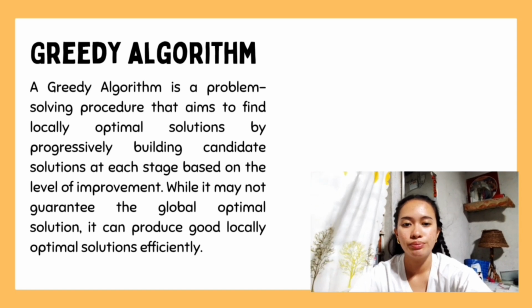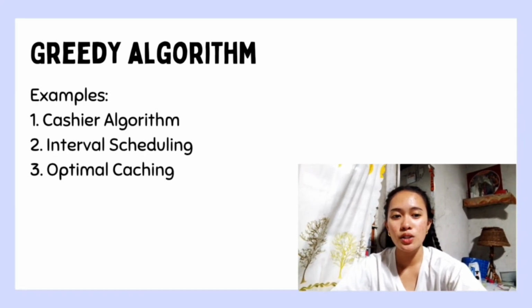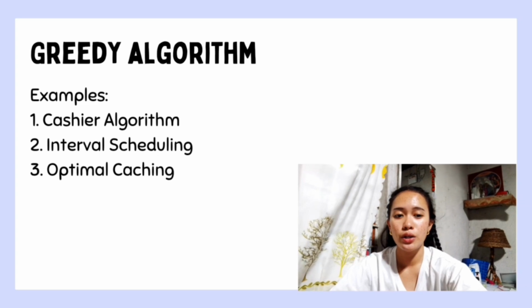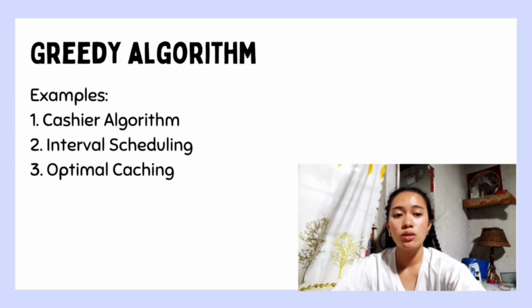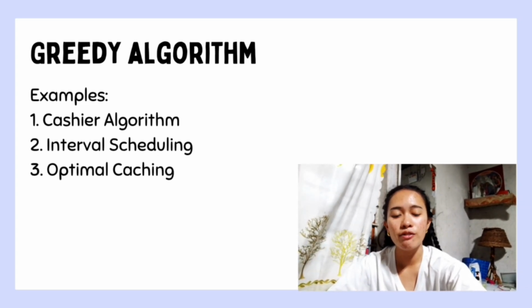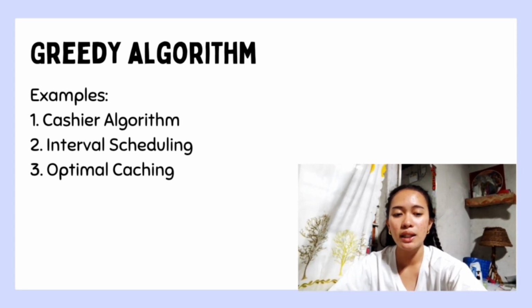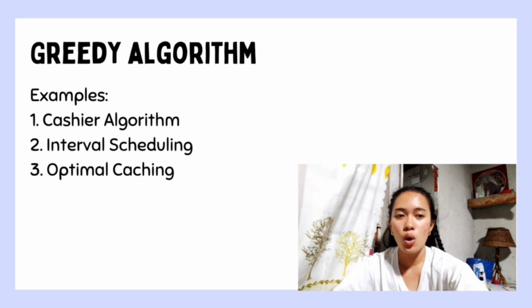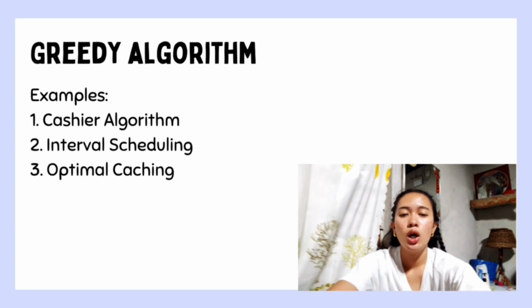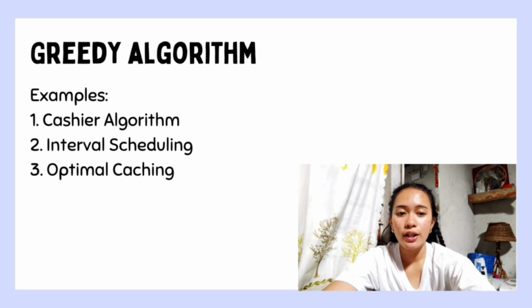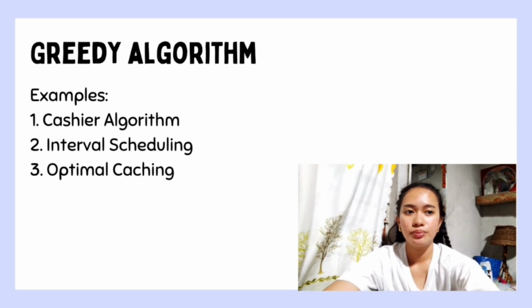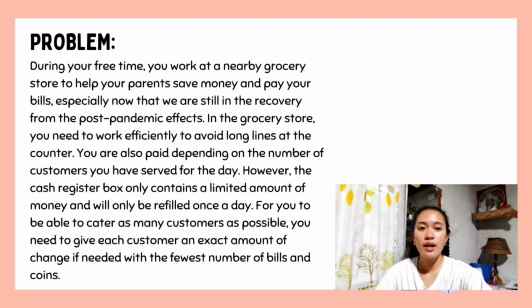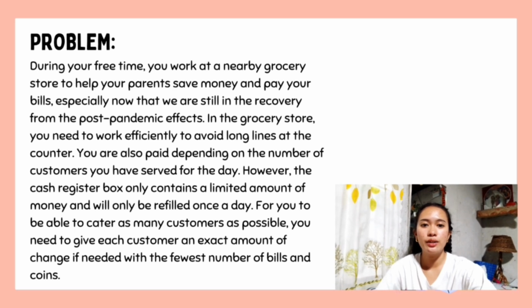practical problems. Here are some common examples of where greedy algorithms are used. This includes the cashier algorithm for giving change, interval scheduling for selecting non-overlapping tasks, and optimal caching, which is used in memory management. So each of these problems can be approached effectively using the greedy method. Next, we have a sample problem for the cashier algorithm.